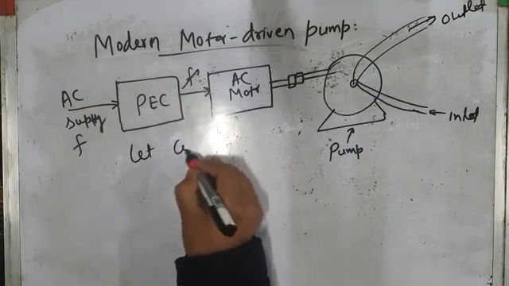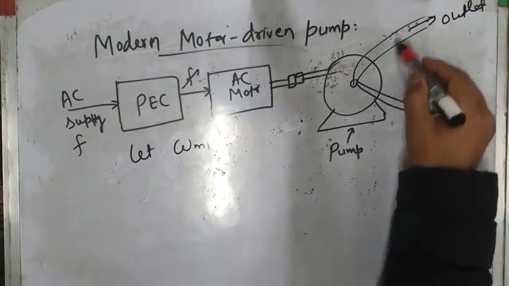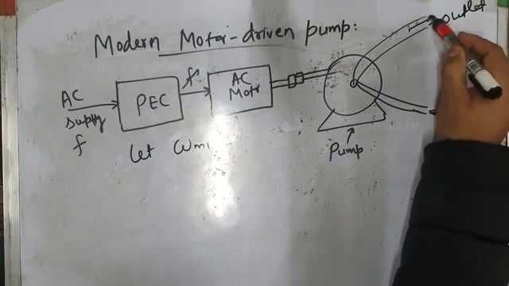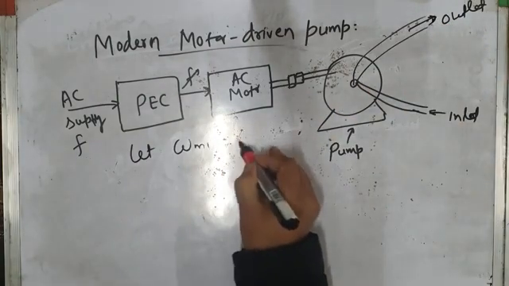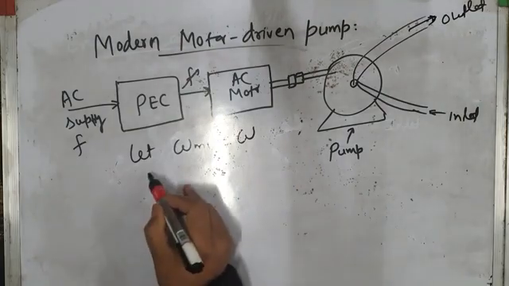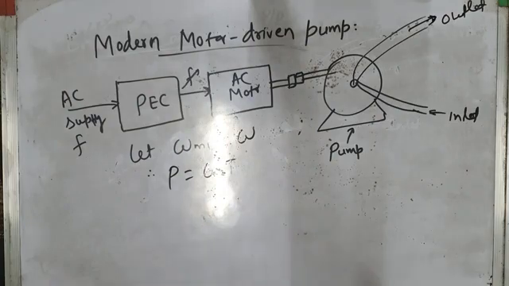Let us assume that we run the motor at high flow rate. The pump requires high flow rate. So let omega m1 be equal to omega. So therefore, what is power drawn by motor from the source? It is omega into T. P is equal to omega into T, speed into torque.